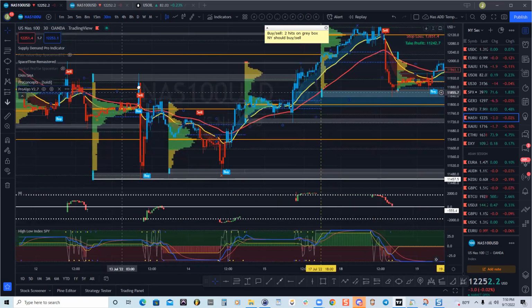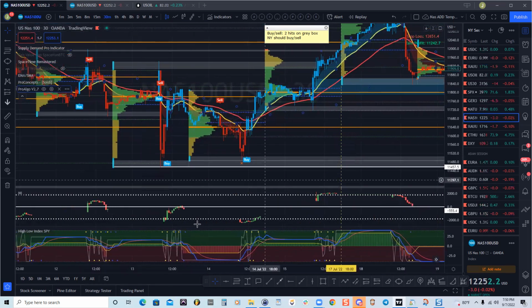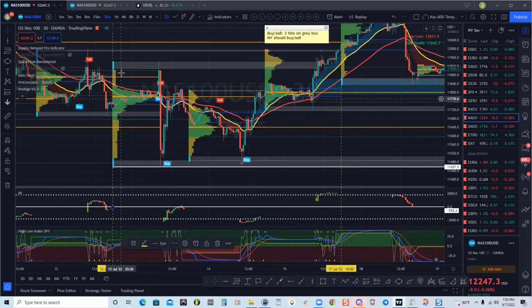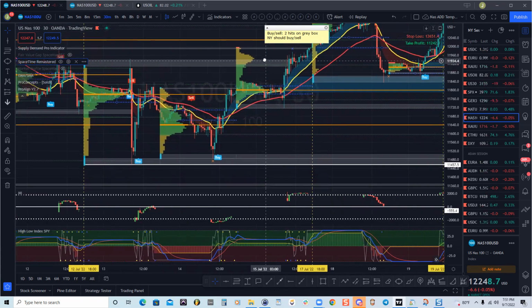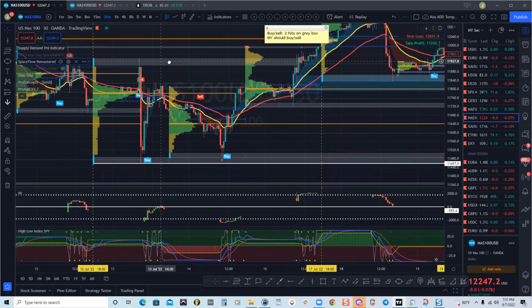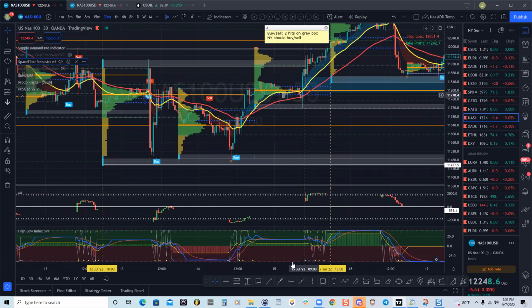So what is this? Let's look at this for a second. The rule is 2 touches, gray box, buy or sell. Here's a gray box right here. So this gray box went from here all the way to here. So based on the rules, I should be selling down right here, but I'm not. What happened? It's going up still, right?